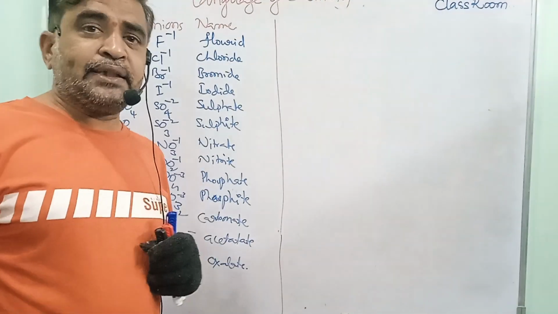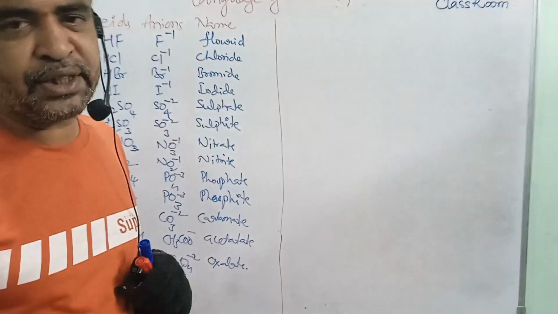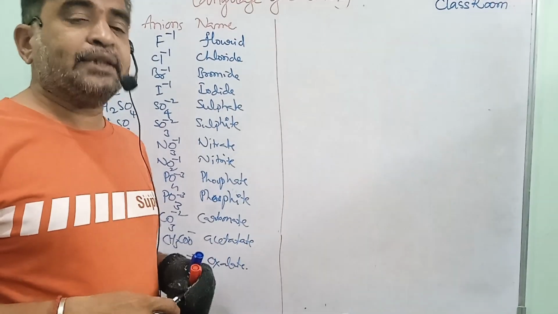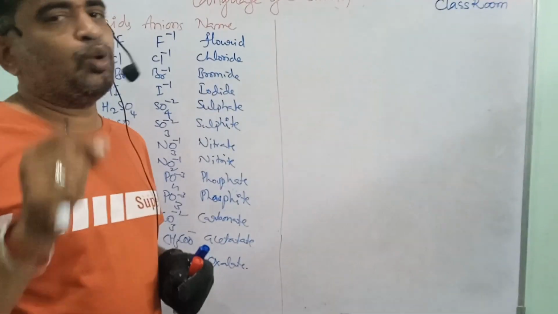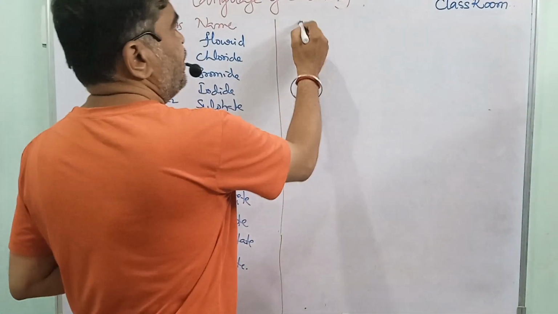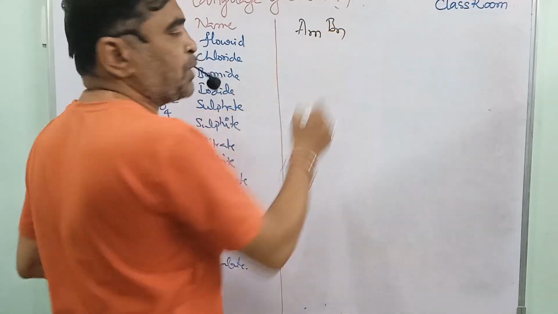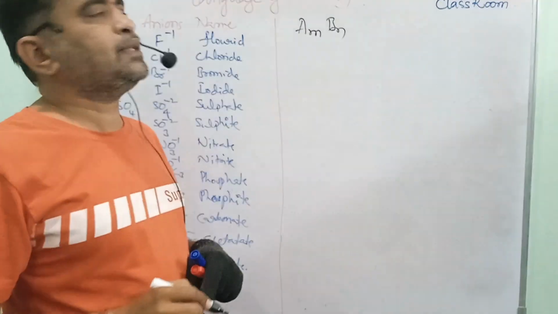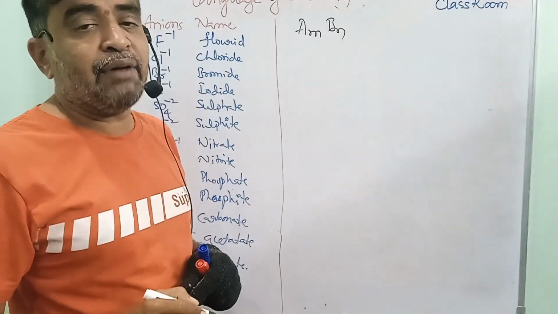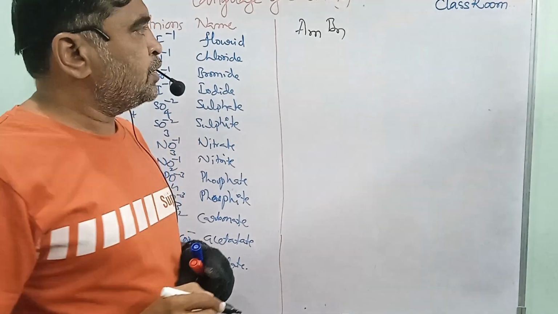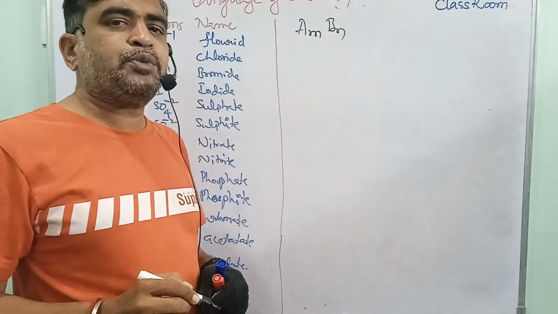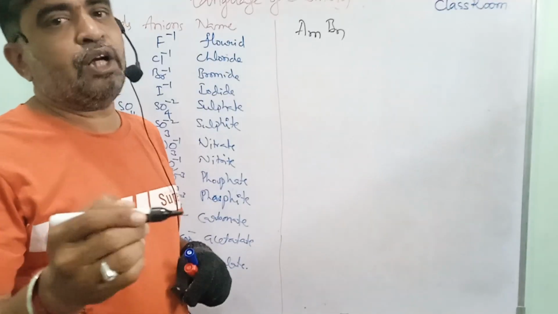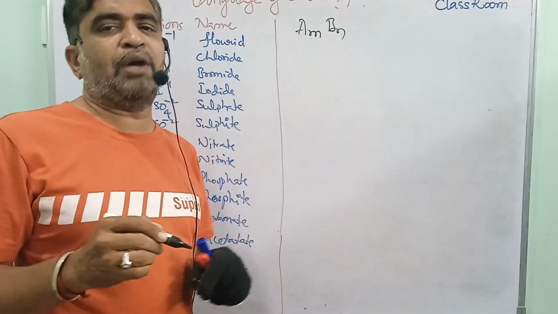The criss-cross principle has some limitations. What is that limitation? The criss-cross principle is only for two elements, that is A, M, B, N. In this principle, A and B are the two elements, and M and N are the valencies of those elements. So the criss-cross principle is limited to only two elements. We are not able to write the formula for more than two elements.